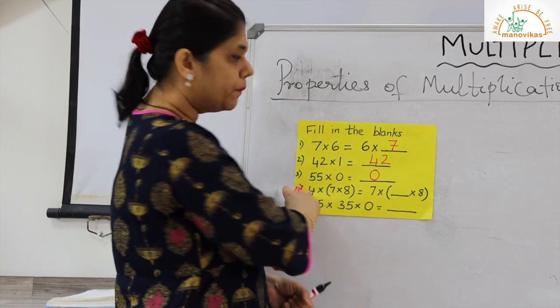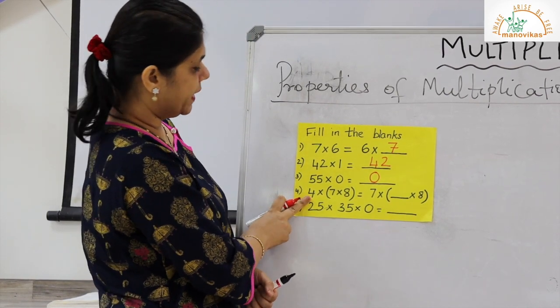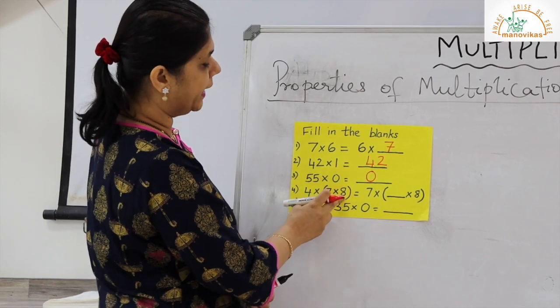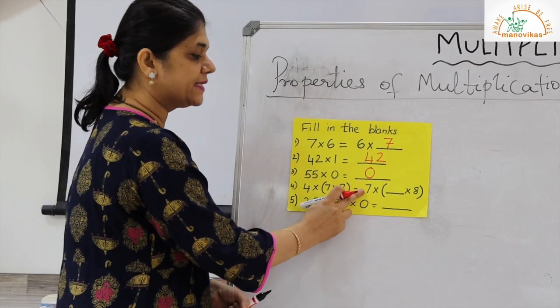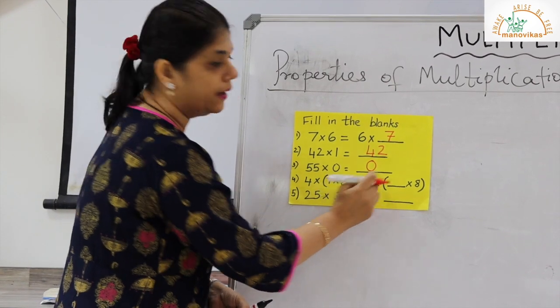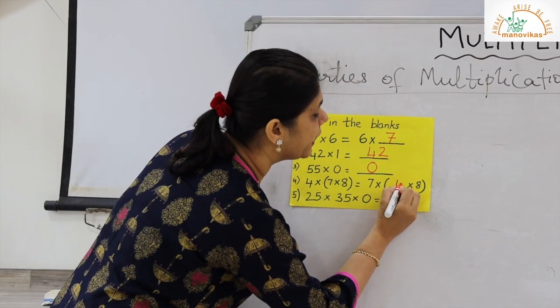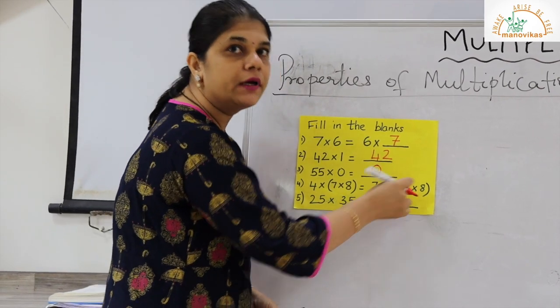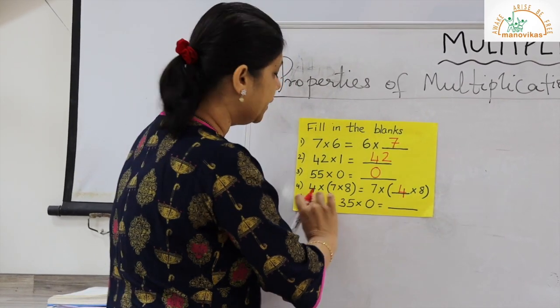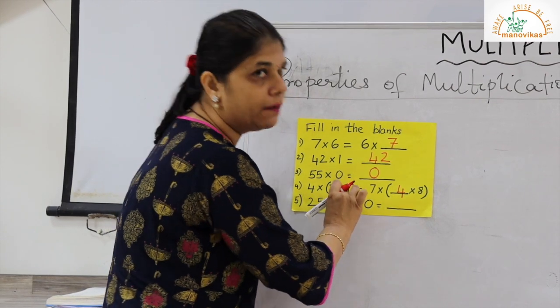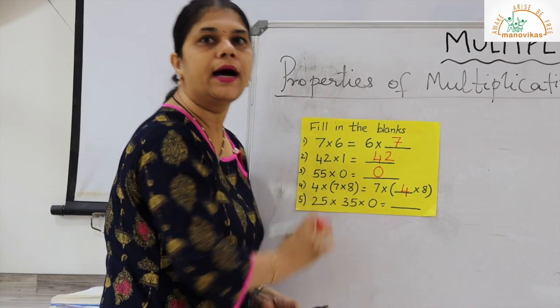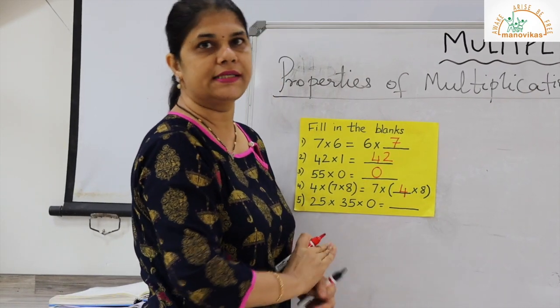Now the next property which we are going to apply: 4 multiplied by 7 into 8 is the same as 7 multiplied by 4 into 8. Yes? And what property have I used here? I have used the property that when you multiply any three numbers, you can group them in any way. The answer remains the same.